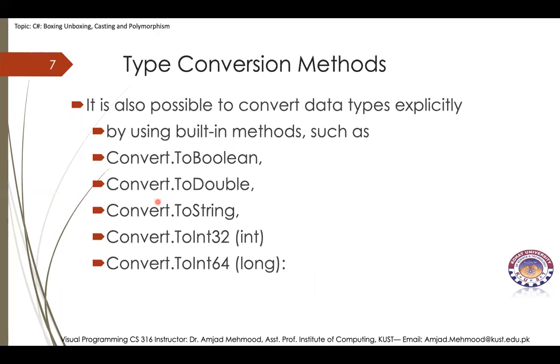You can replace the previously studied methods with the .NET methods. In .NET, you have a Convert class which helps you to convert one type into another type. For example, you can use this method to convert into boolean. This method is used to convert to double and string, and this is ToInt32 for integer and ToInt64 for long, as you know.